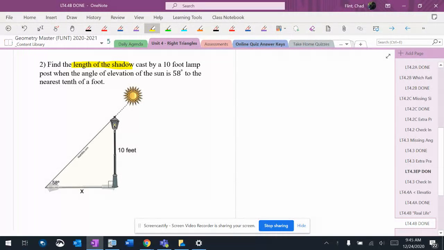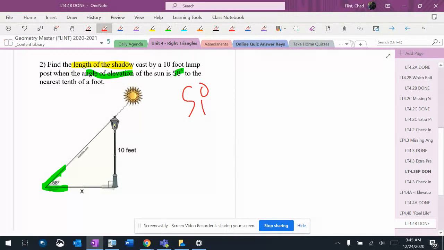So the lamp's 10 feet tall. The angle of elevation to the sun, so angle of elevation, 58 degrees. That's this corner. Now they have it in there for me, but normally, again, I'm going to have to know where that is so I can place it in the picture. And it says find the length of the shadow, and they already have an X in there for me. So everything is, again, labeled on this picture. I don't have to do any labeling. So it says find this. So I got a label.